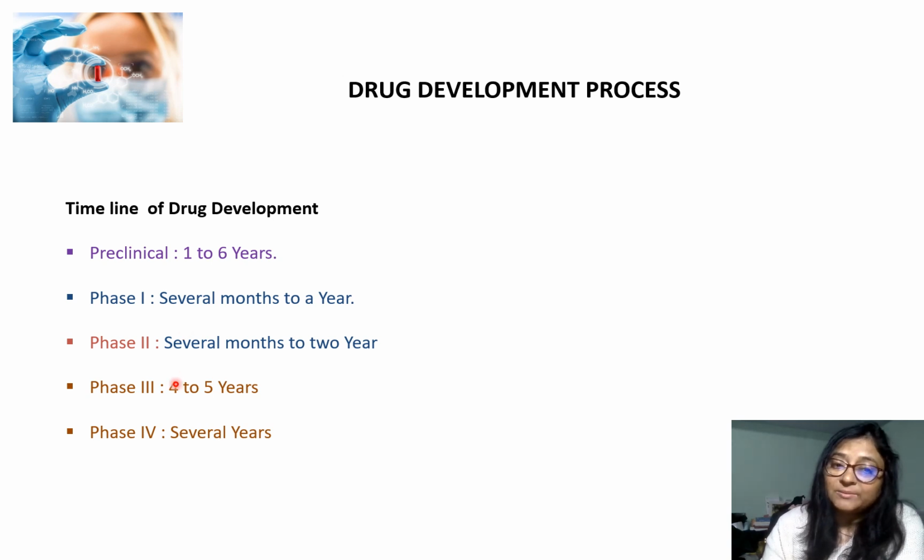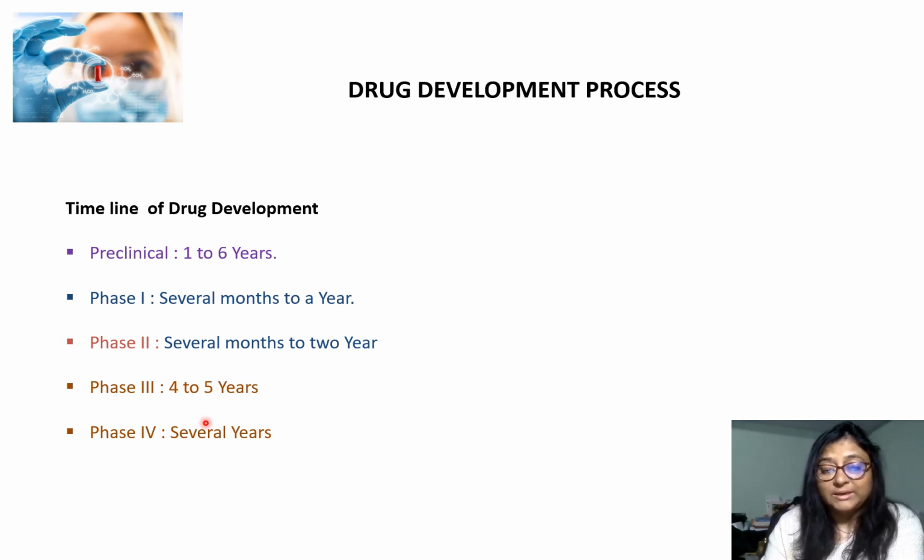Phase 2 also takes several months to sometimes 2 years. And this 1 year, 2 years, 6 years depends on what type of drugs are going to be used. Phase 3 takes 4 to 5 years. It is a very long process.